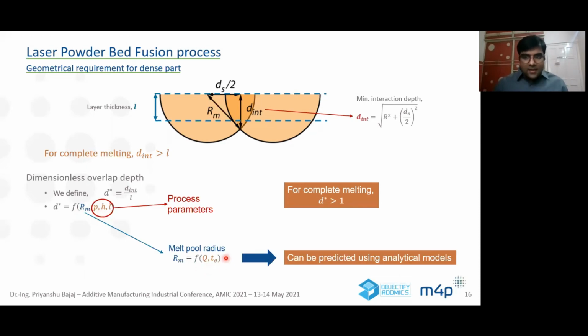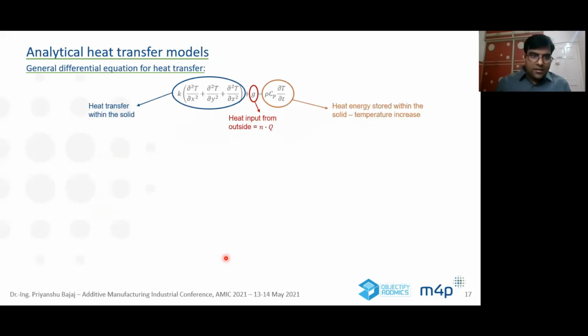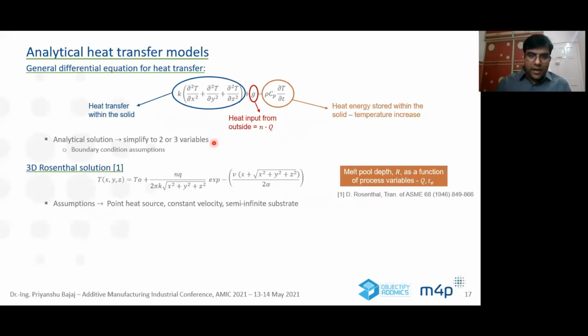Melt pool radius we can predict using very simple analytical models, which were basically developed for welding in the 1980s. This is a simple heat transfer equation, and to get an analytical model, I need to simplify it to 2 or 3 variables using simple boundary conditions. This is what I need to be aware of when I'm selecting an analytical model. I need to check if the boundary conditions are valid for that particular system. For most systems, this works.